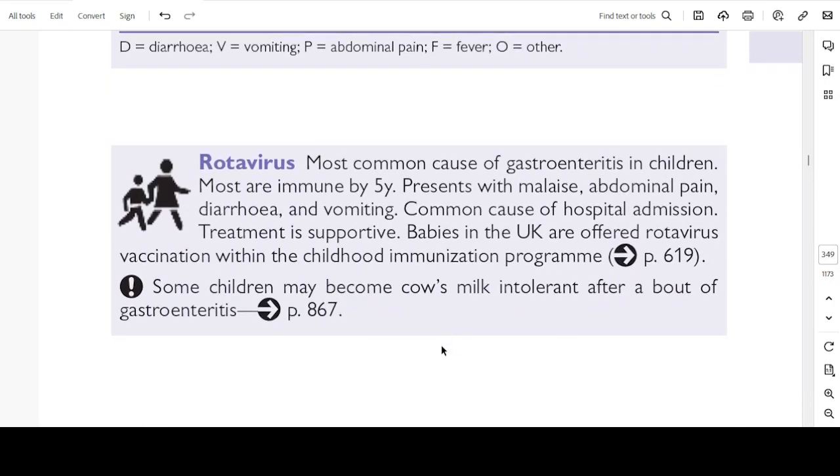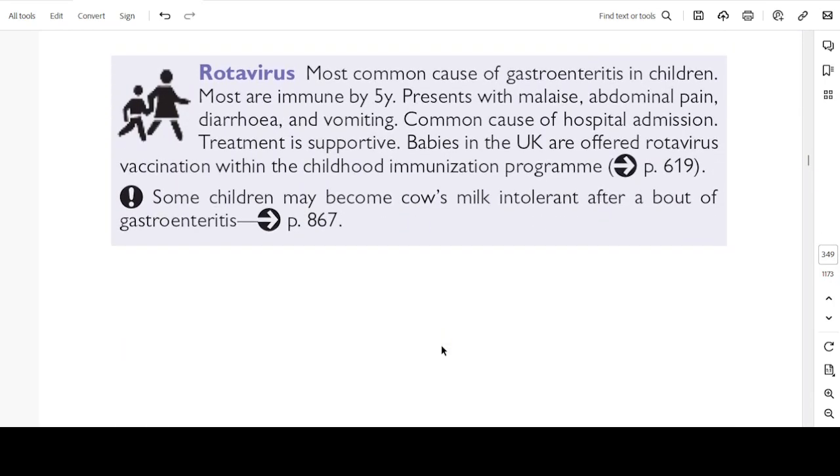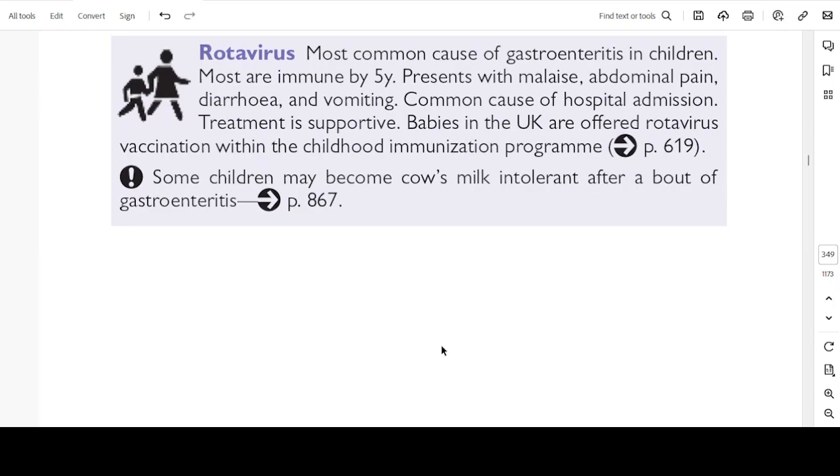It's a very extensive list. Try to remember as much as you can. Try reading again and again so you'll remember more. Rotavirus, most common cause of gastroenteritis in children. Most are immune by 5 years. Presents with malaise, abdominal pain, diarrhea and vomiting. Common cause of hospital admissions in infants. Treatment is supportive.